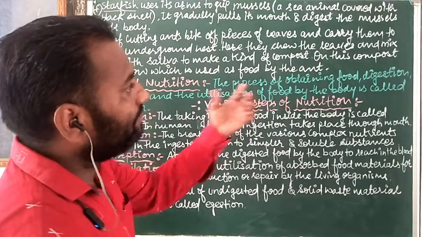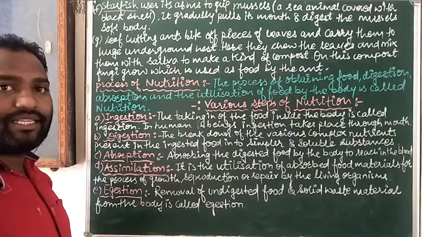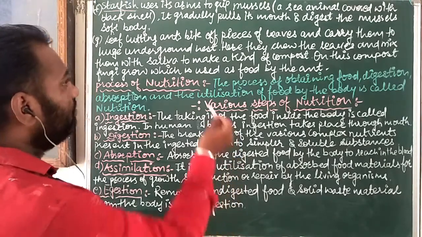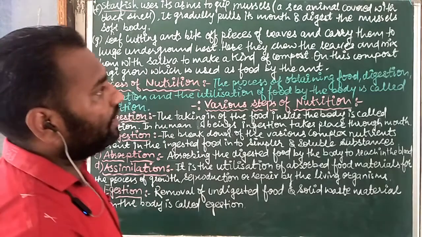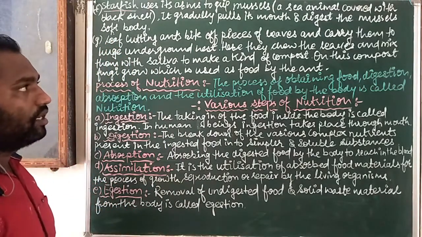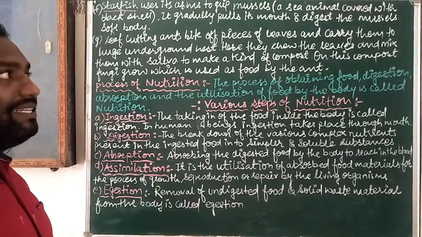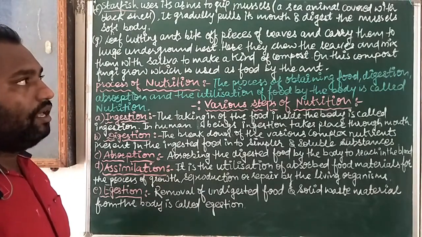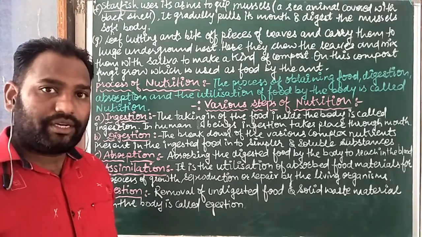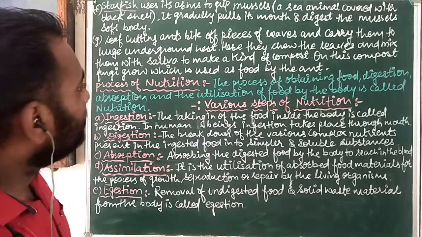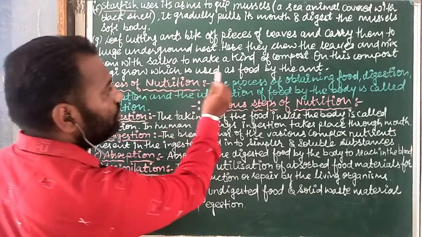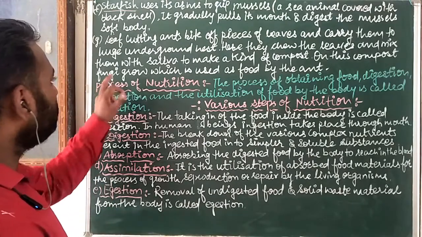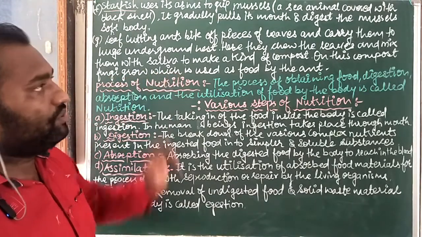Here they chew the leaves into tiny parts and mix them with saliva to make a kind of compost. I mean, before digesting, they are making compost of these leaves. Compost is like manure, which is dead and decaying matter. On this compost, fungi grow, which is used as food by the ants.